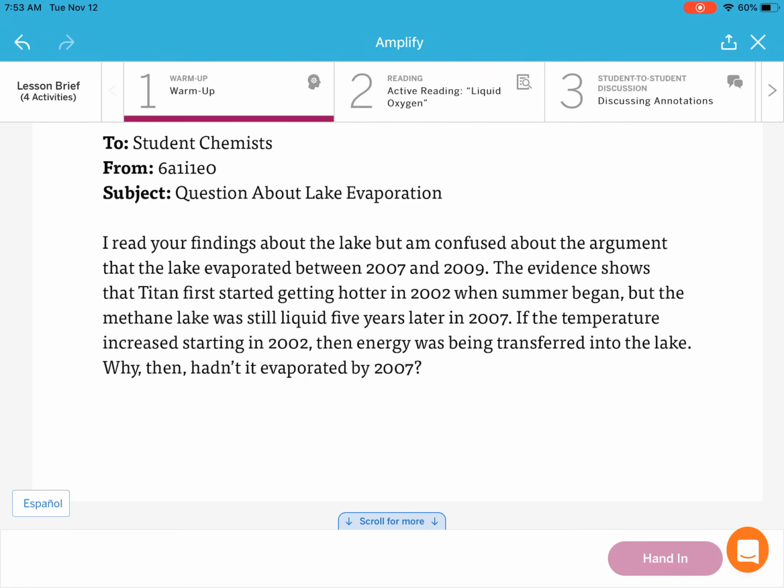So it says, I read your findings about the lake, but am confused about the argument that the lake evaporated between 2007 and 2009. The evidence shows that Titan first started getting hotter in 2002, when summer began, but the methane lake was still liquid 5 years later in 2007. So if the temperature increased starting in 2002, then energy was being transferred into the lake. Why then hadn't it evaporated by 2007?